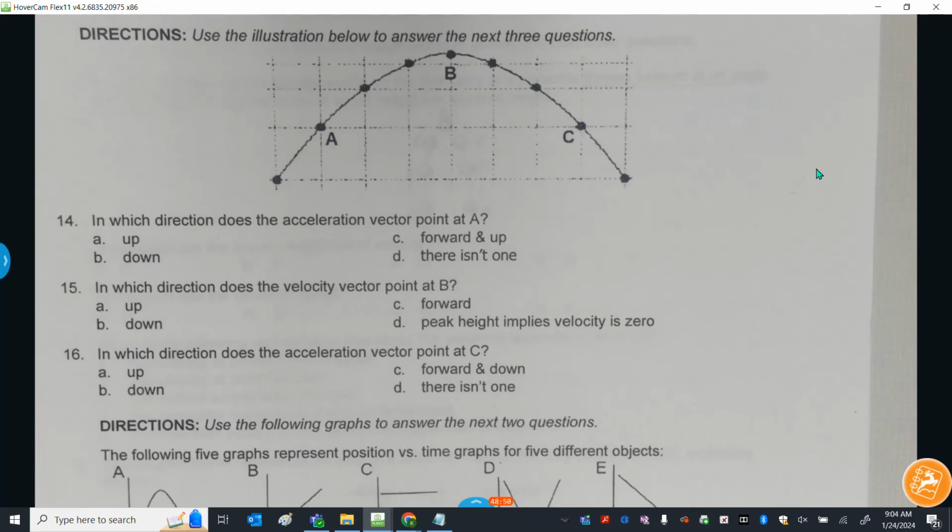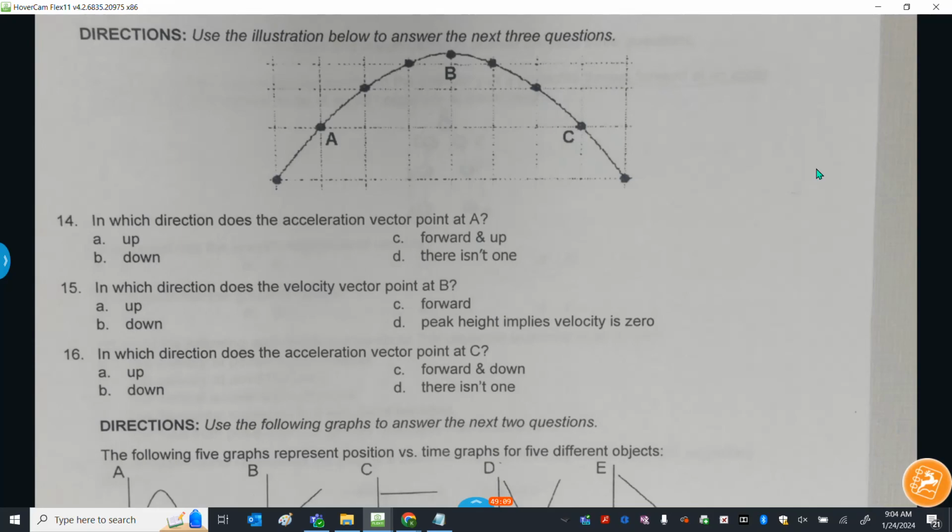Okay, but number 15, which is in the middle on mine, yours again might be in a different order, but number 15, some of you missed. In fact, almost half of you missed it. So this was one of the most missed questions as well, and I'm not sure exactly what happened, but it says, in which direction does the velocity vector point at B?